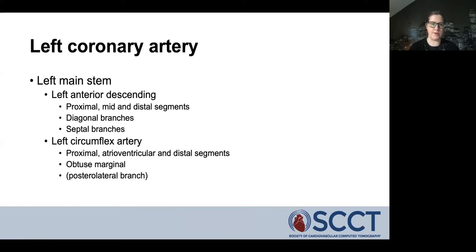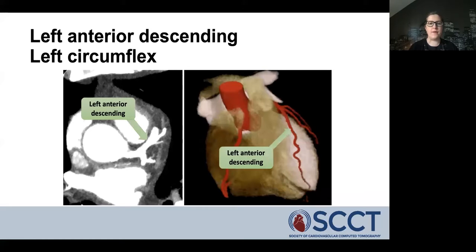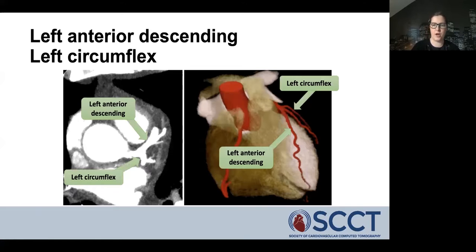So the left coronary artery starts with the left main stem, and then it splits into two main branches: the left anterior descending coronary artery, which heads down in the interventricular groove over the anterior aspect of the heart, and the left circumflex artery, which goes more posteriorly. We'll talk a little bit more about the branches and the segments of these next. So first of all, here we've got the left main stem. Then we've got the first branch, the left anterior descending, and the second branch, the left circumflex. So we've got a bifurcation of the coronary artery here.